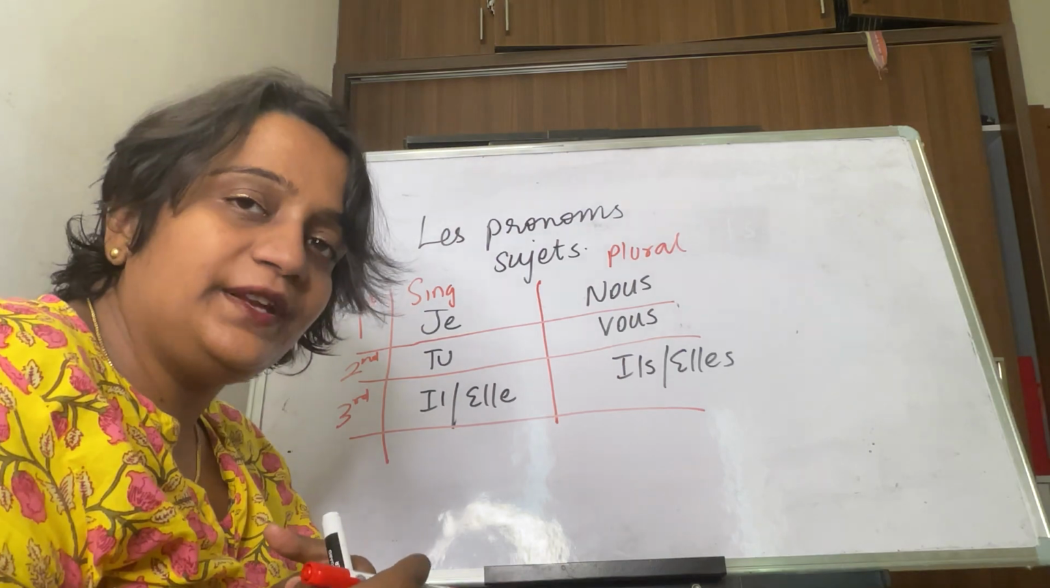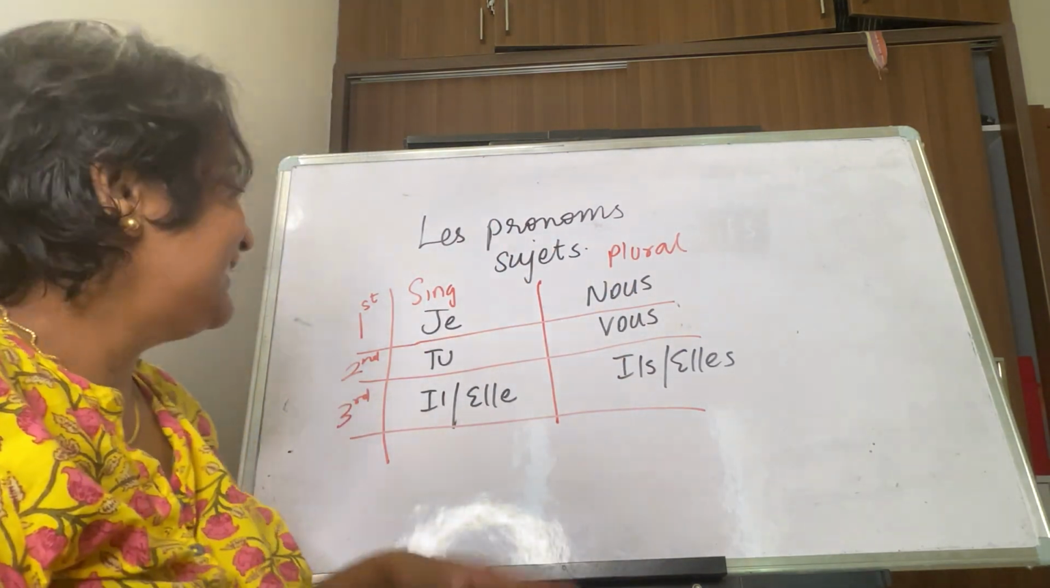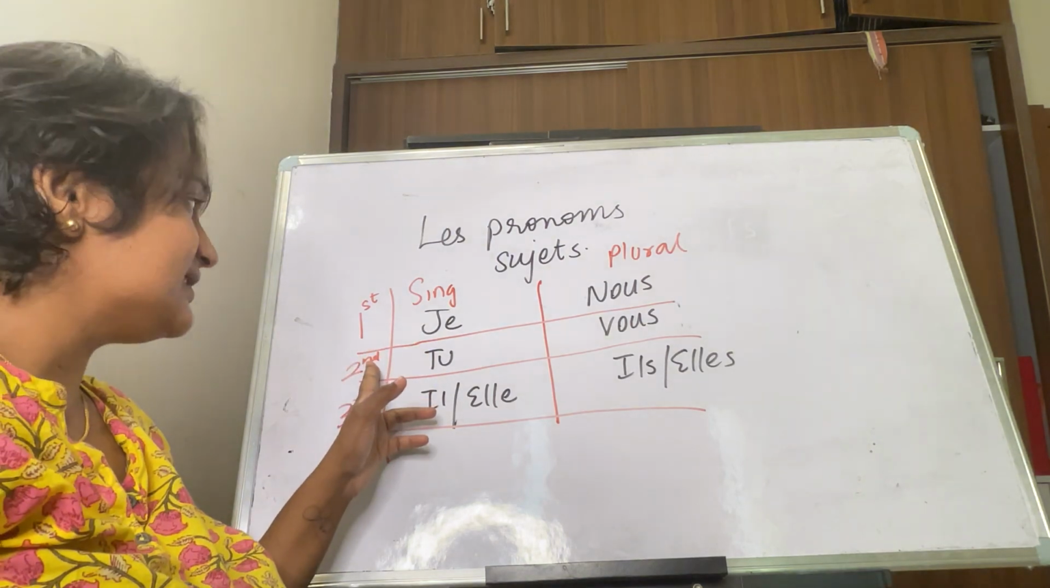Oh, there's no I or we. Yeah, but you get the drift, right? So this is basically we. All right. Then we have second person.